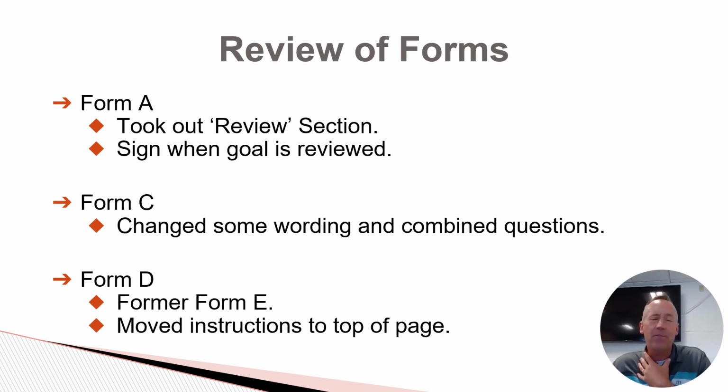Finally, the last 3 forms really haven't changed very much. With Form A, that was your individual goal. They took out the review section, and then there's just an area where we sign once the goal is reviewed. When it comes to Form C, here again, not many changes, some wording, and they kind of combined some questions just to make it easier to fill out. And then finally, Form D, this is going to be what used to be our Form E. And all they did was move the instruction to the very top. So those are the major changes when it comes to the forms.